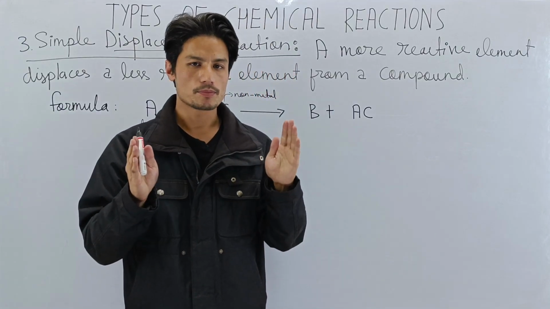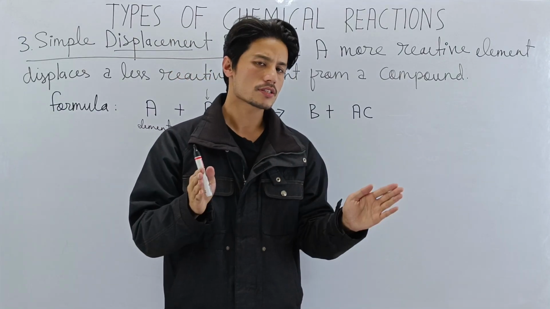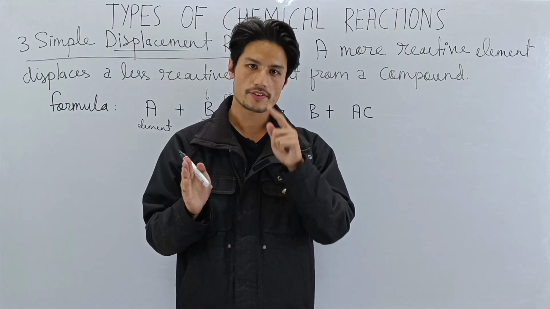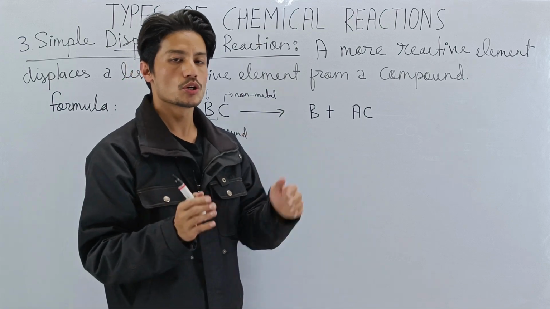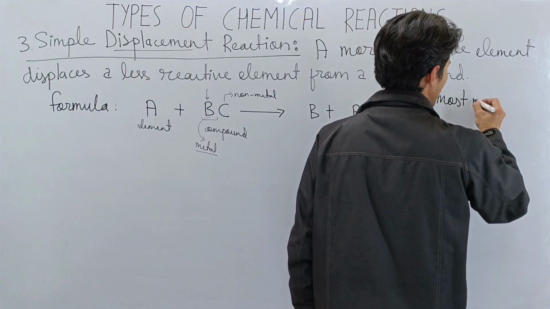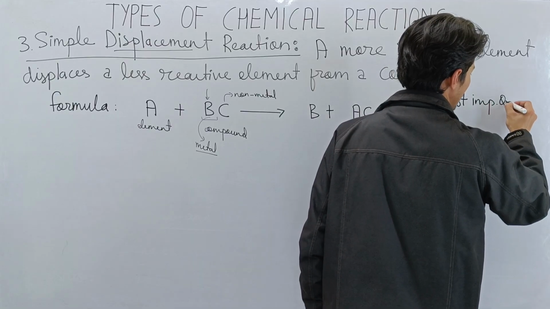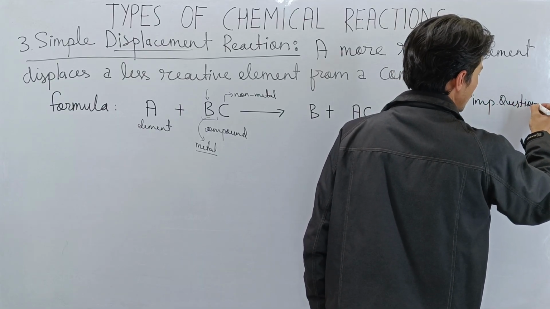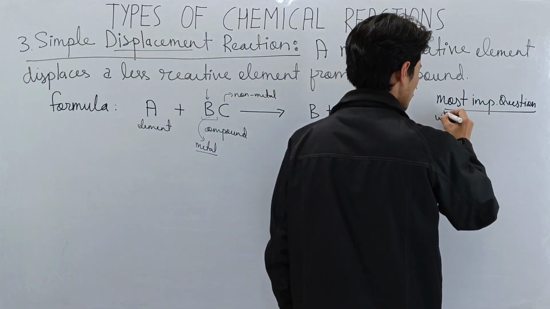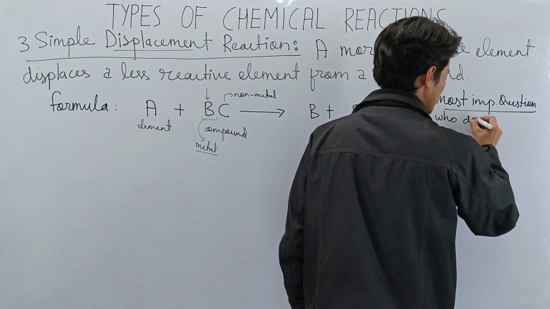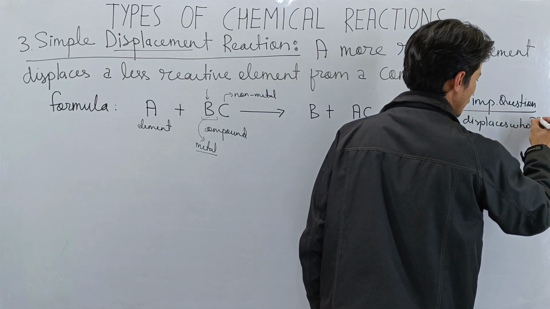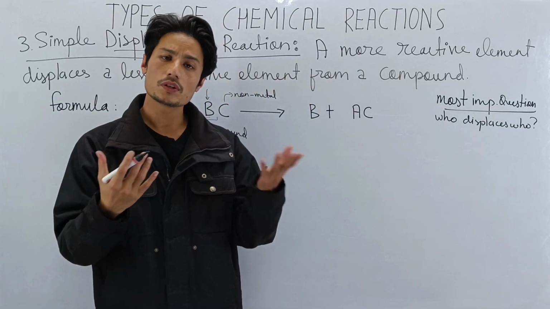But here, the most important thing which students need to know is, how do I know which one will displace whom? Very, very important. Who gets to displace who? What is the most important question here? Who displaces who? Very, very important.